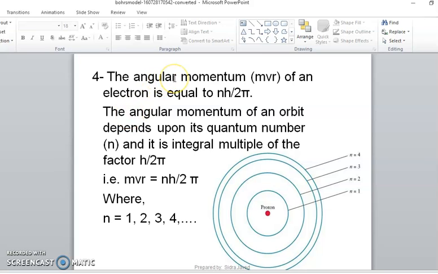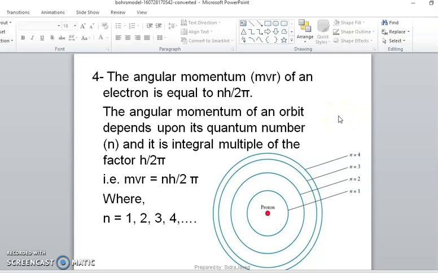Then the next one, the angular momentum mvr, mass into velocity into radius of an electron, is equal to nh by 2π, where n is the orbit number 1, 2, 3, 4, etc. What he says is the angular momentum of an orbit depends upon its quantum number n and is an integral multiple of the factor h by 2π. Thereby he used the term angular momentum is quantized. That means in a particular orbit, the angular momentum should have a specific value.